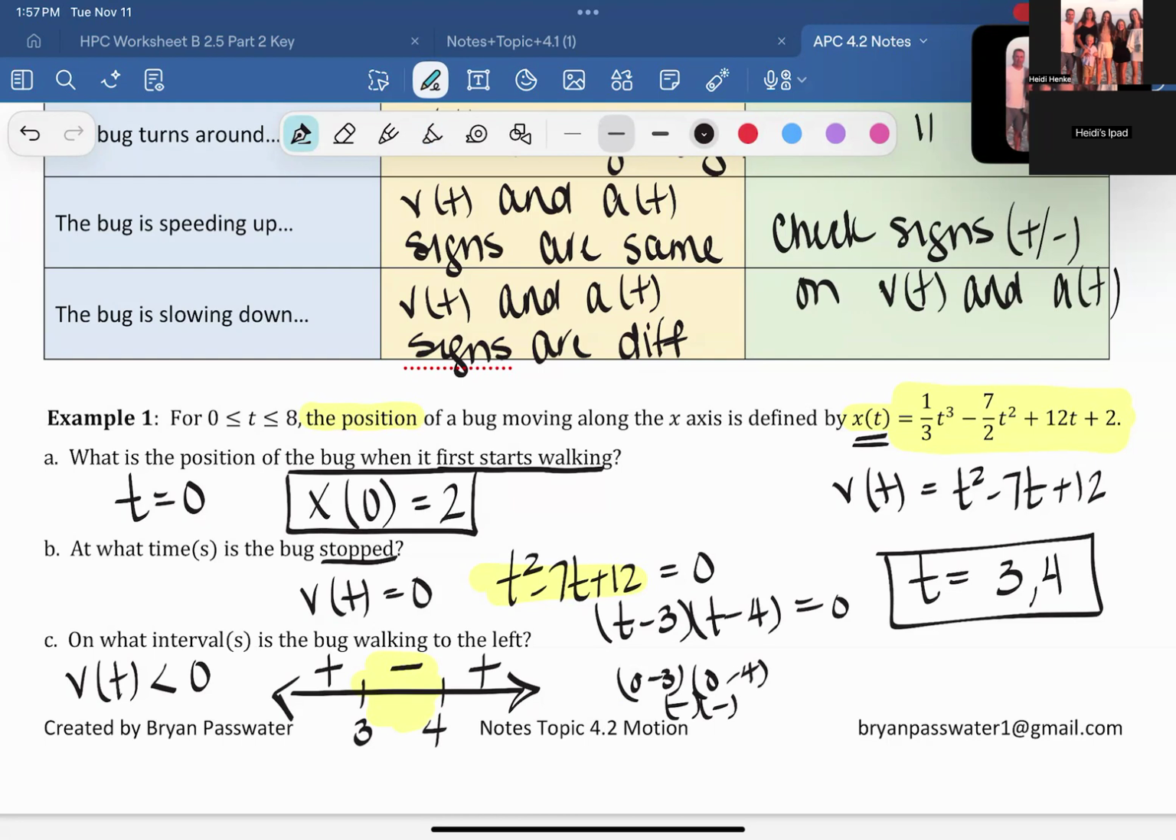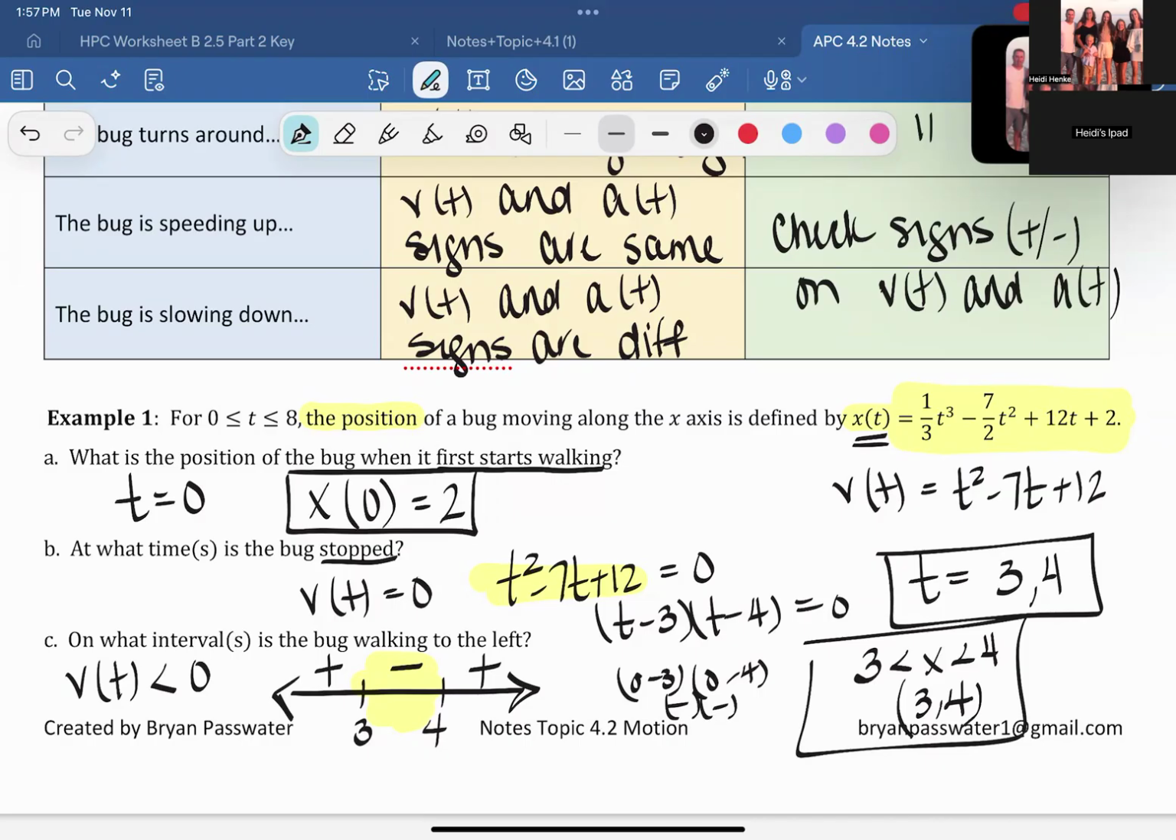You can write 3 is less than x is less than 4 in inequality notation, or you can write 3 to 4 in interval notation. Either one of those is correct. Whether you write inequality or interval doesn't matter to me. I will probably write interval because it's less writing and I like it better. But for some of you, you get confused because it looks like a point. Totally fine, doesn't matter to me. Okay, but it's 3 to 4.